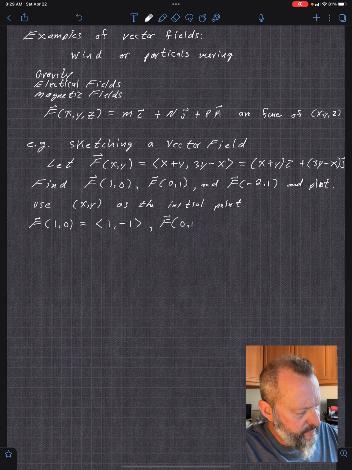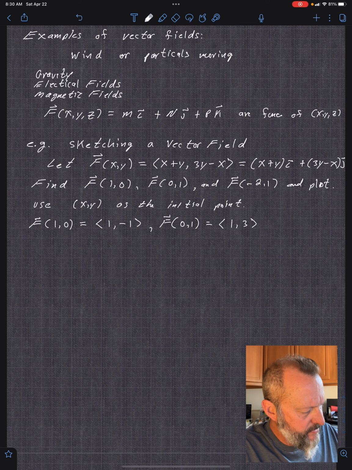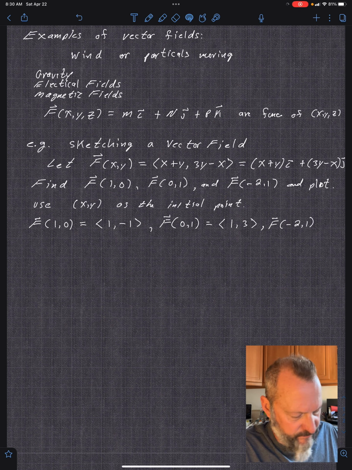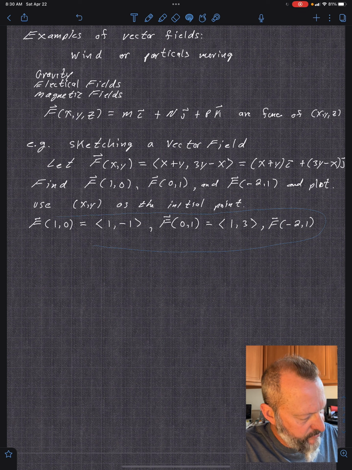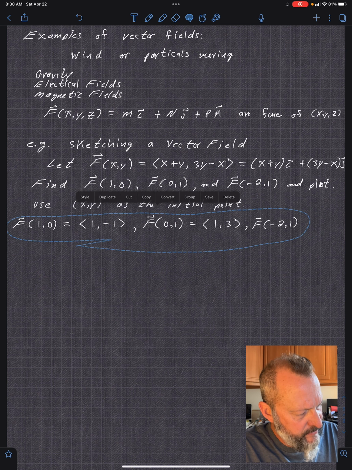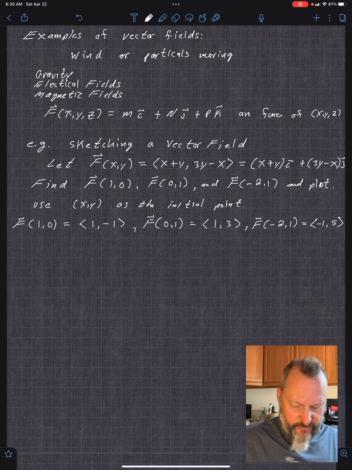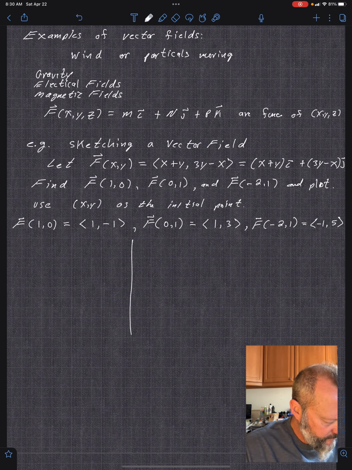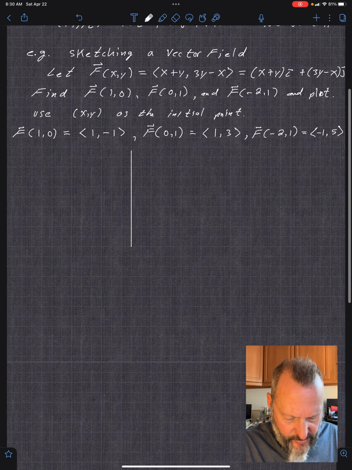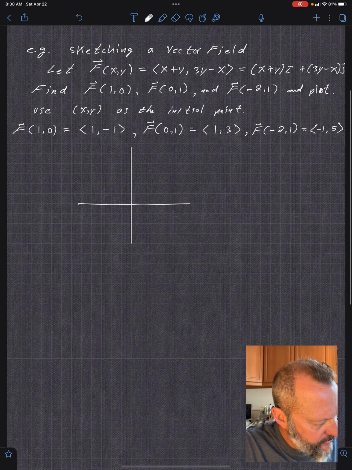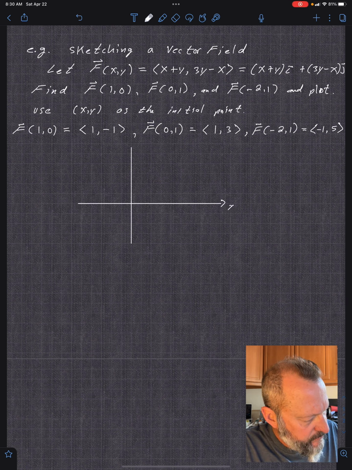F of 0, 1 was 1, 3. And F of negative 2, 1 is negative 1, 5. And then you could keep going and do a bunch if you wanted to, but it's good enough for now. So we get these vectors to draw, and again, this is just 2D, x, y.